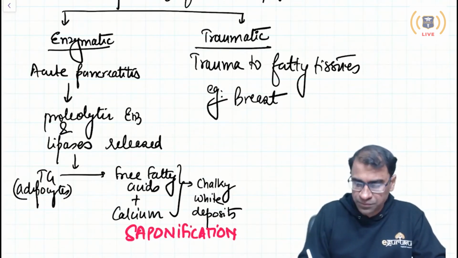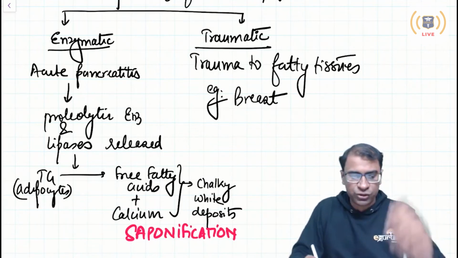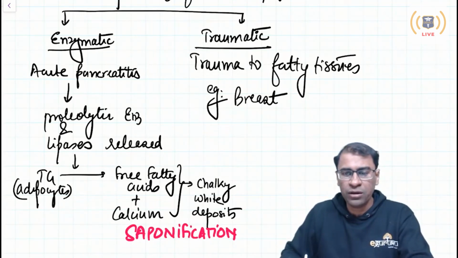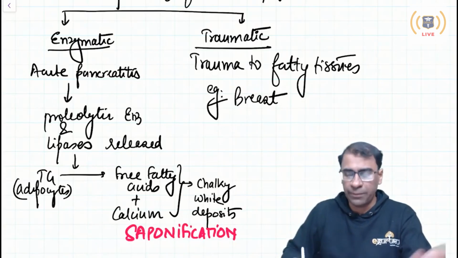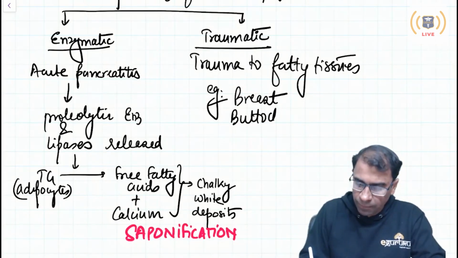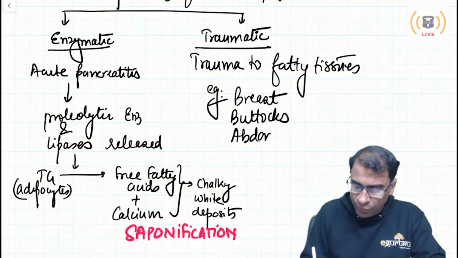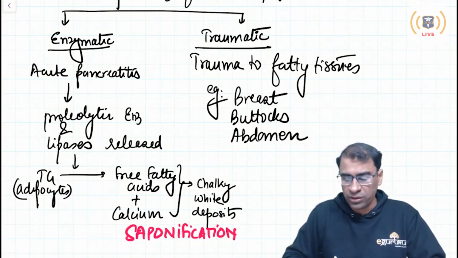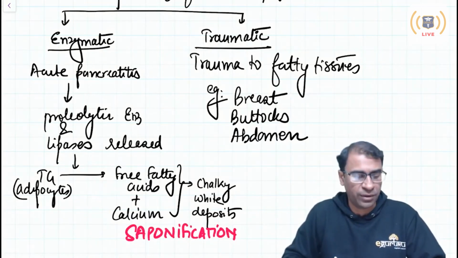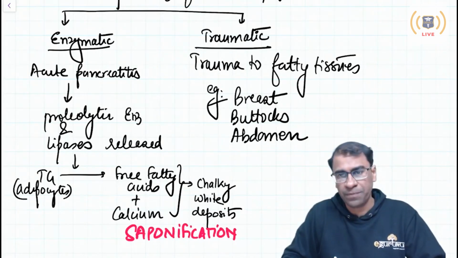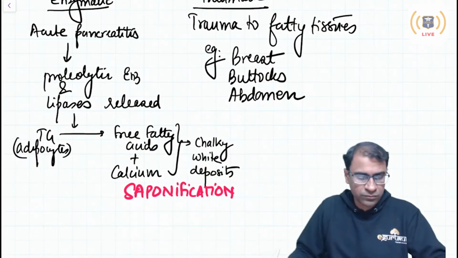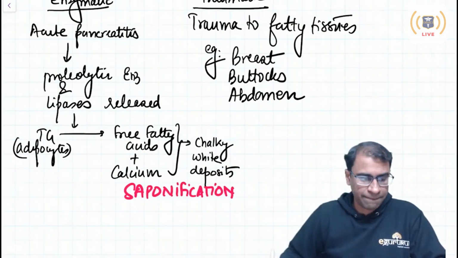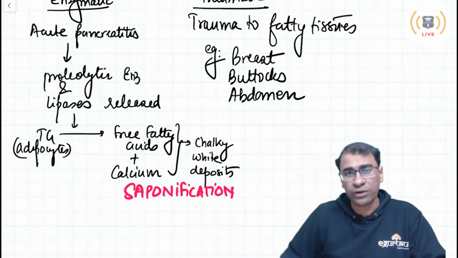Okay, breast tissue. Now, trauma to the fatty tissues may include the breast, the buttocks or the abdomen. Okay, trauma will include the breast, buttock or the abdomen.